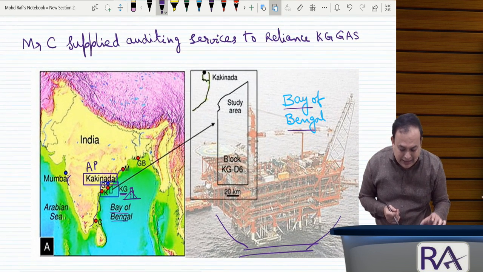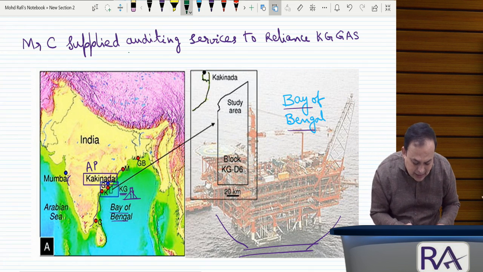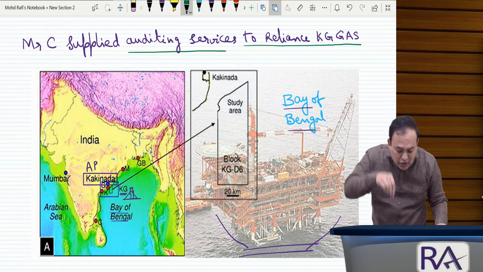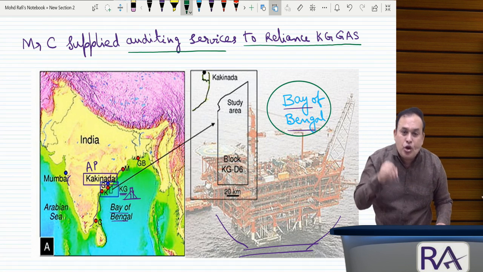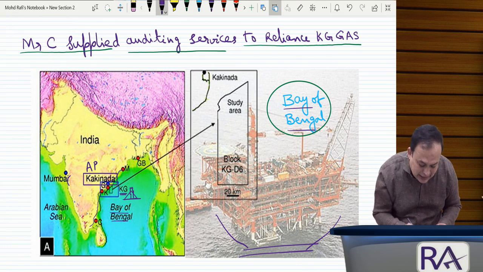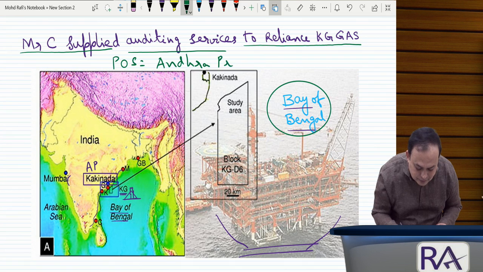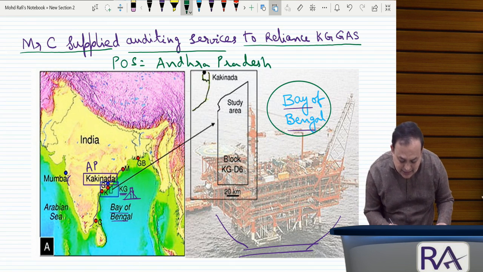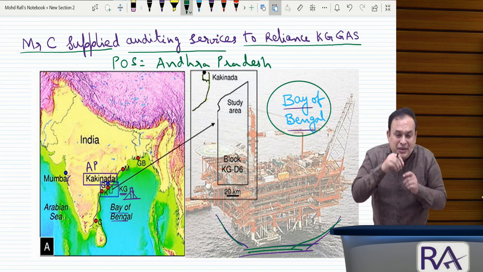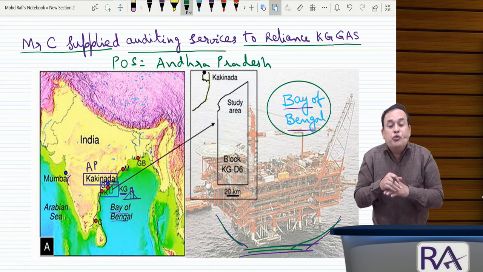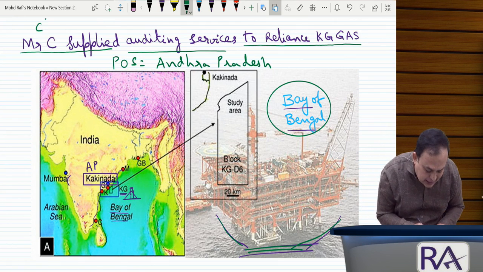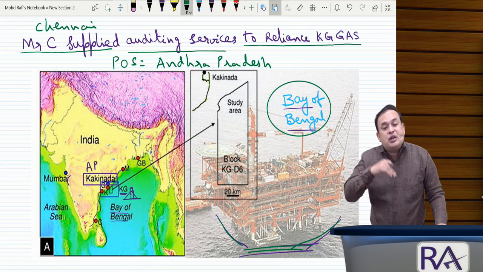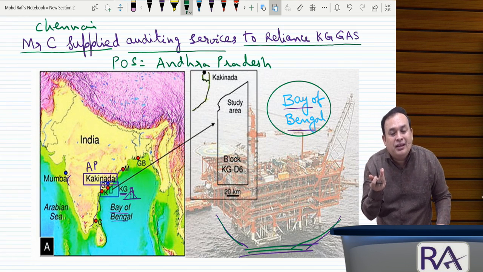For example, look here on the screen, my dear. Mr. C supplied auditing services to the Reliance Gas Basin, which is located in the Bay of Bengal within 12 nautical miles from the baseline, namely within the territorial waters. If so, for C, the place of supply is Andhra Pradesh. How can you say? Because this gas basin is located nearest to the baseline of the Kakinada coastal area, which comes under Andhra Pradesh. If C, located in Chennai for example, supplied auditing services to Reliance Gas, and the place of supply goes to Andhra Pradesh, it is an interstate supply, liable to pay IGST.